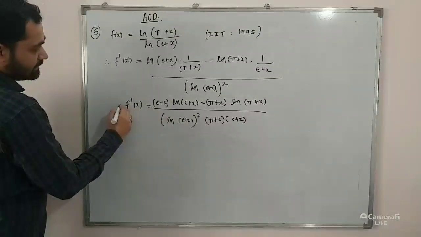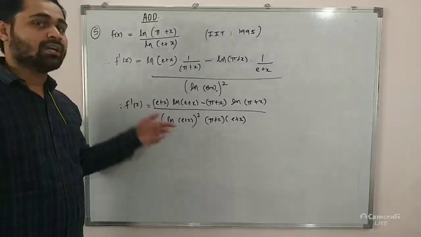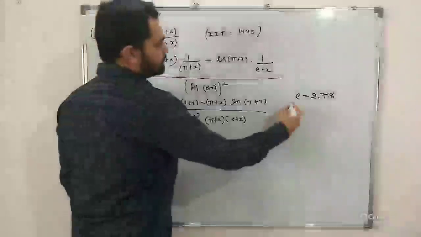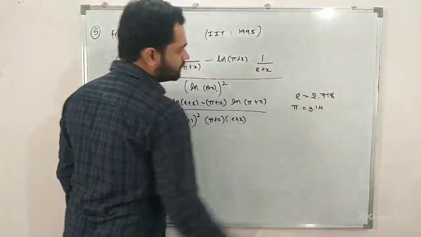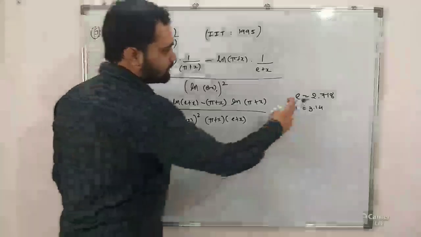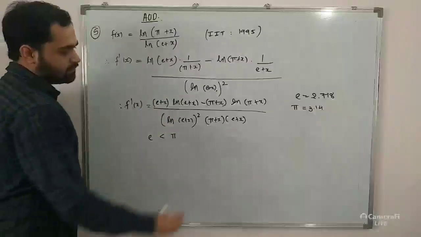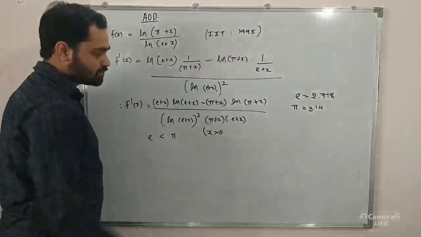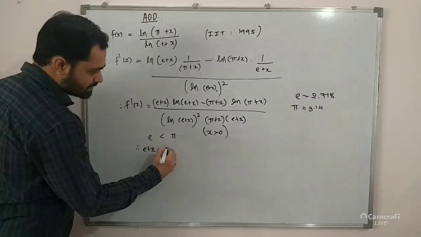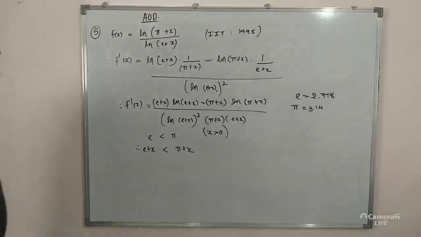Now we are going to decide the sign of this f dash of x. Is it greater than 0 or less than 0? The value of e is 2.718, and the value of pi is near about 3.14. So the value of e is smaller than pi. Now we are taking x greater than 0, so we add x on both sides. So e plus x is less than pi plus x, right?